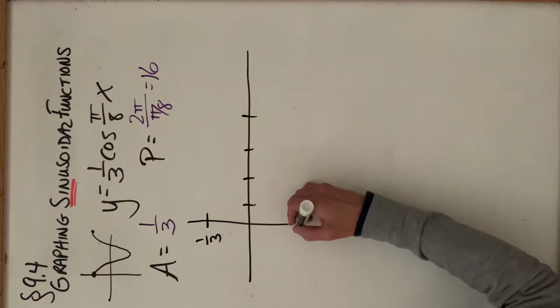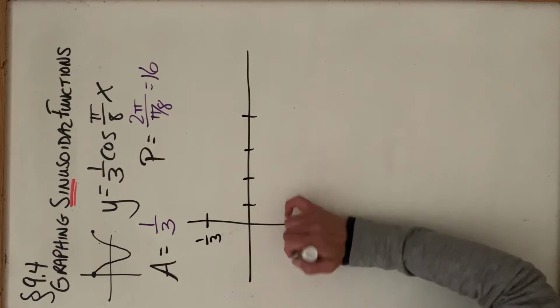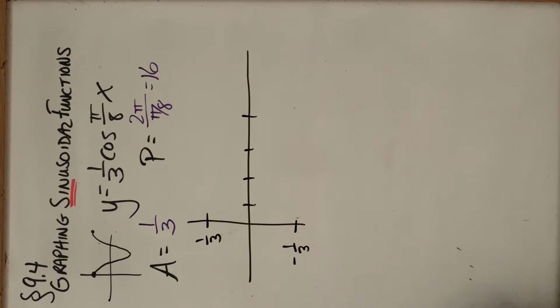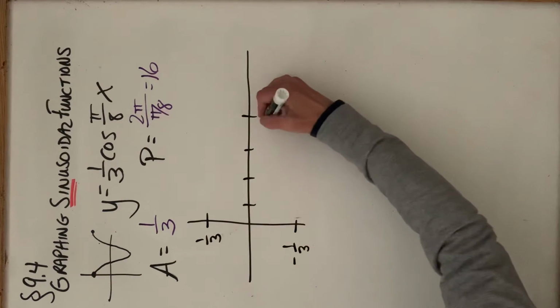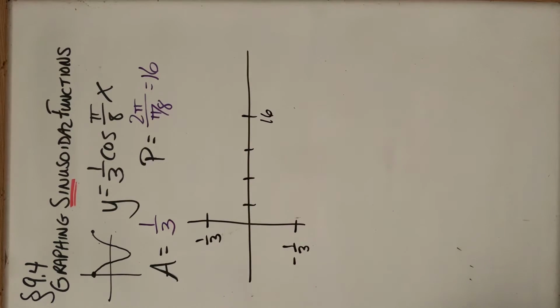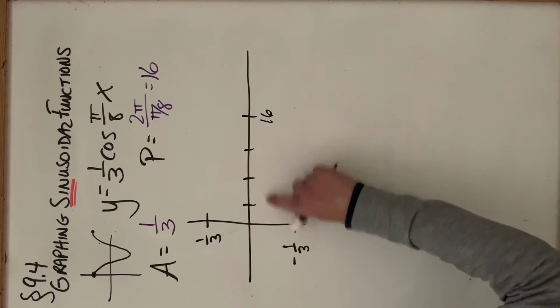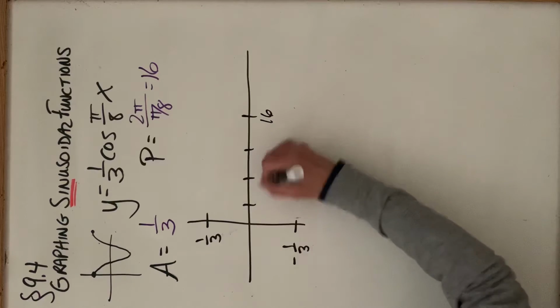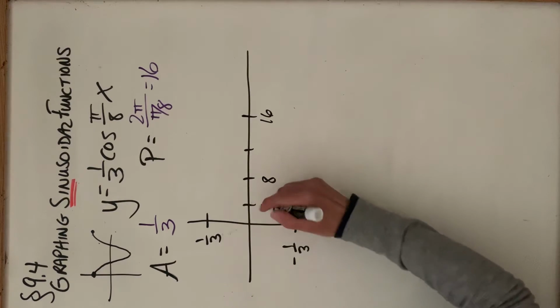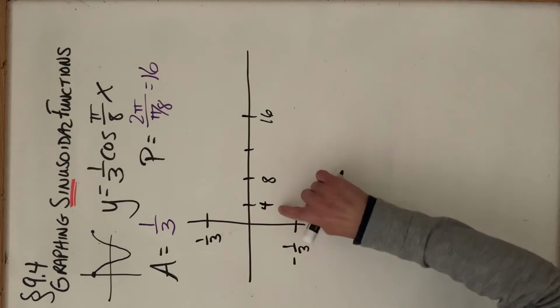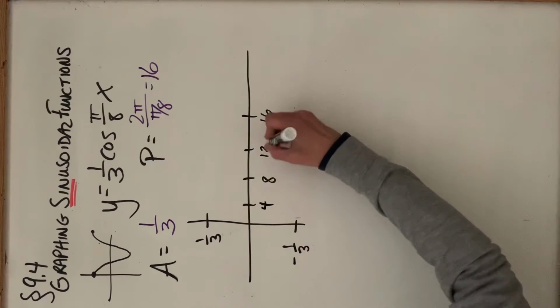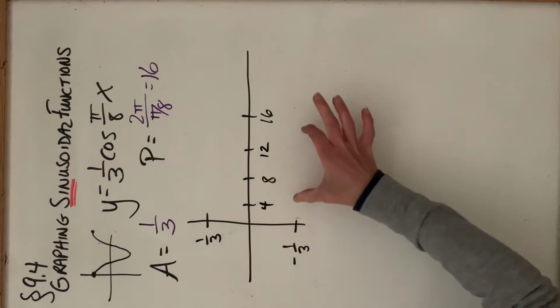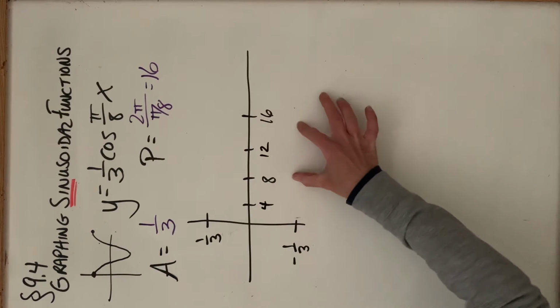So we have an amplitude of 1/3, so we know we're going to need to go from -1/3 to +1/3, so I'll put that scale on the y-axis. Our period is 16, so I'm going to start by marking off a 16, and then divide this into fourths, right? If we divide it in half, this is 8. Divide the 8 in half, we get 4. So this will be 4, 8, 12, 16. Again, remember you need to label one full cycle.